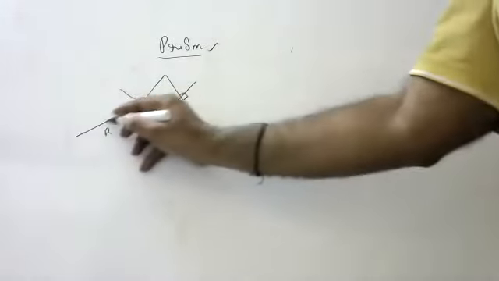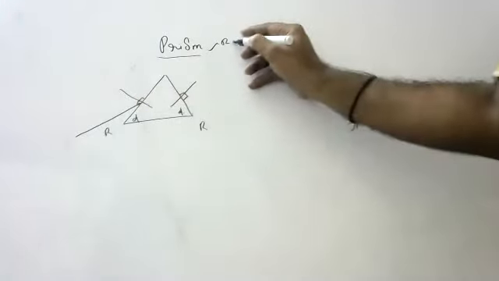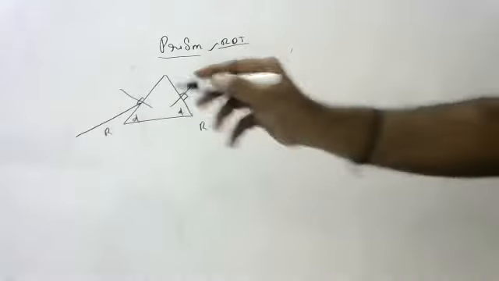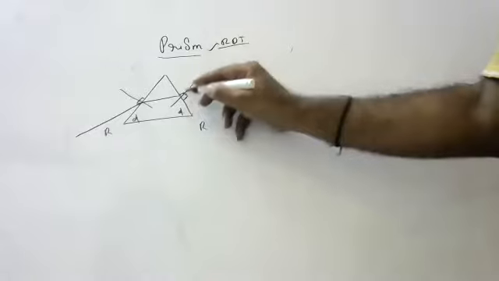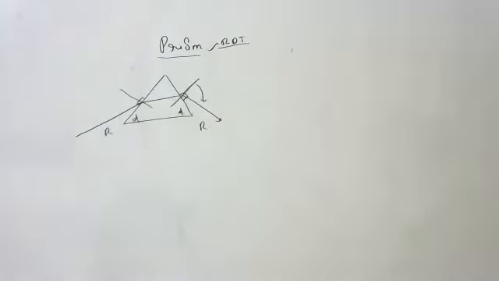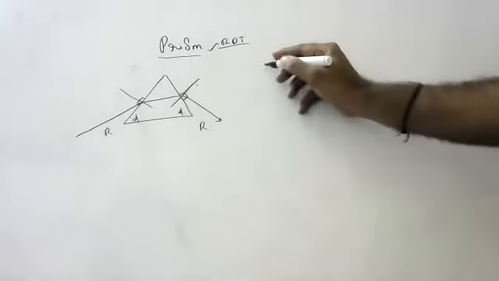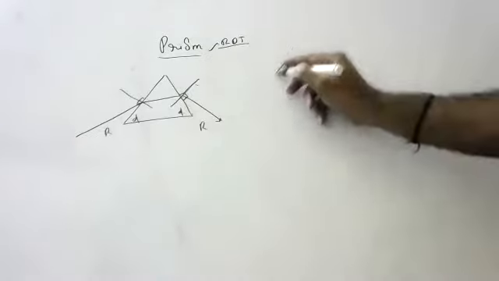If a light ray is coming like this, from rarer to denser, we know it moves towards the normal. Yesterday I was telling, rarer to denser, it moves towards the normal, and denser to rarer, it moves away from the normal. Those who didn't understand, please check here.